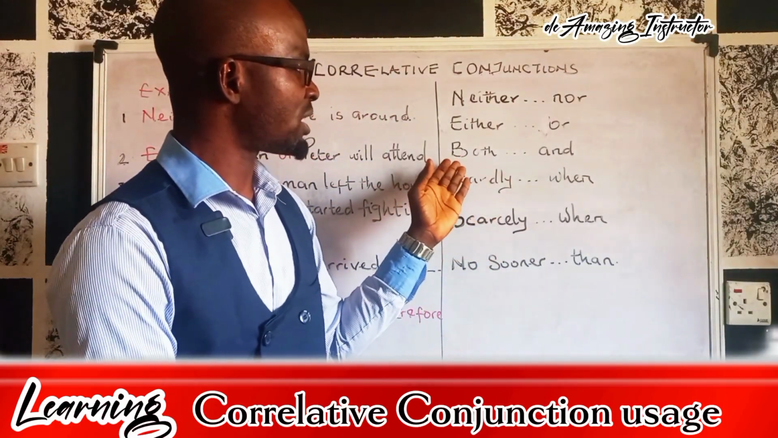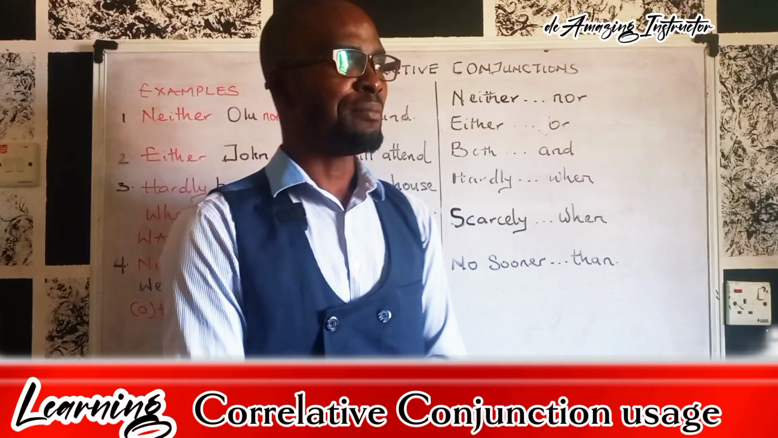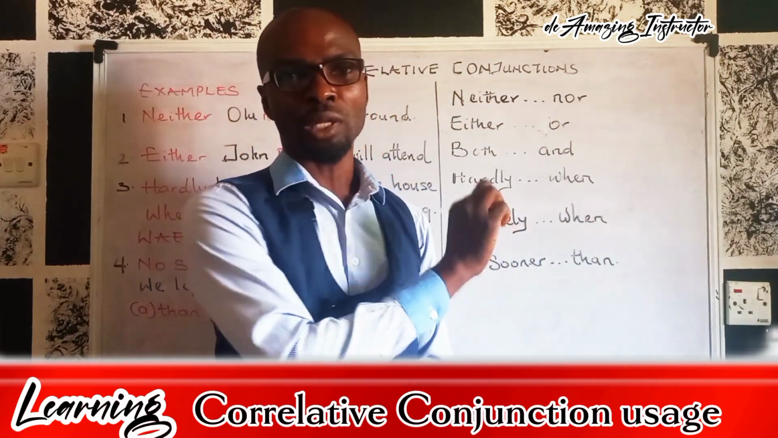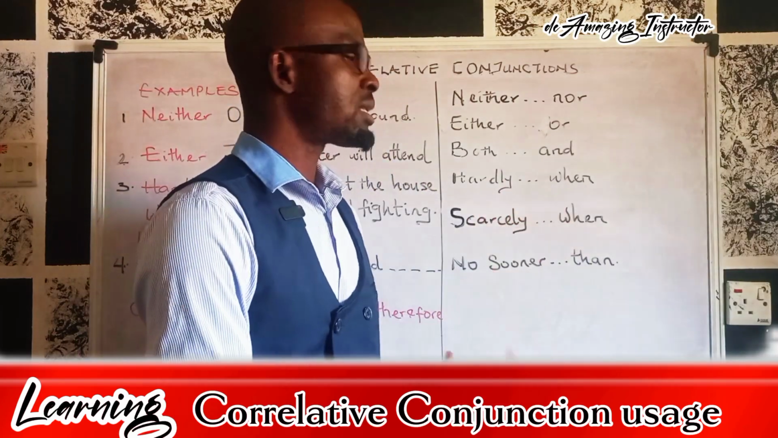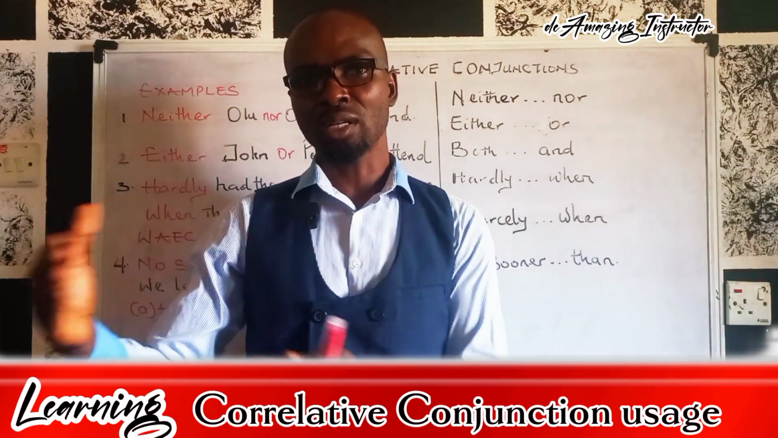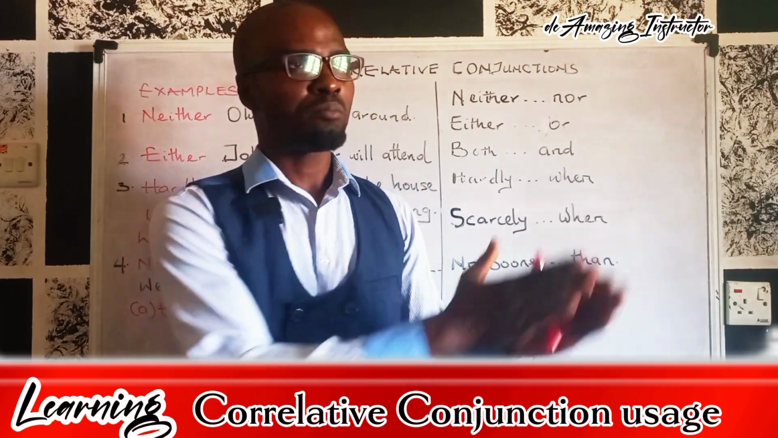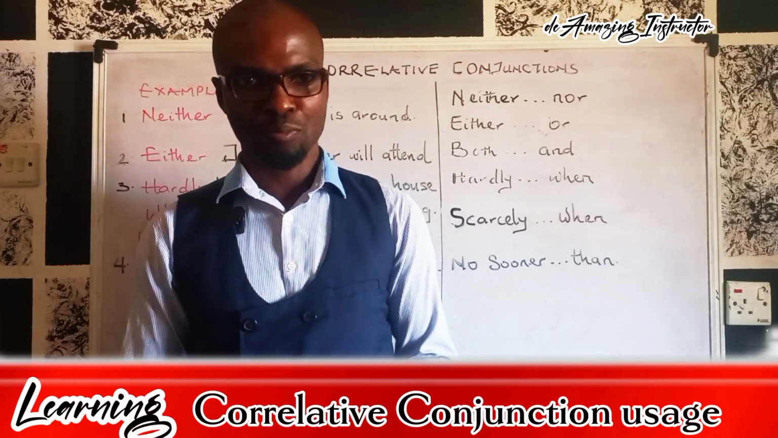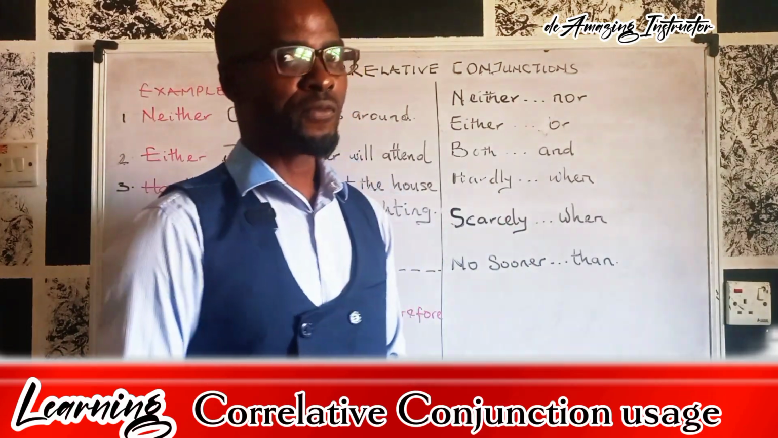Right, we move to the next, which is both, going with and. Remember, both means two, so it must be followed by a plural verb. Both the boy and the girl are expected. So both is followed by a plural verb.